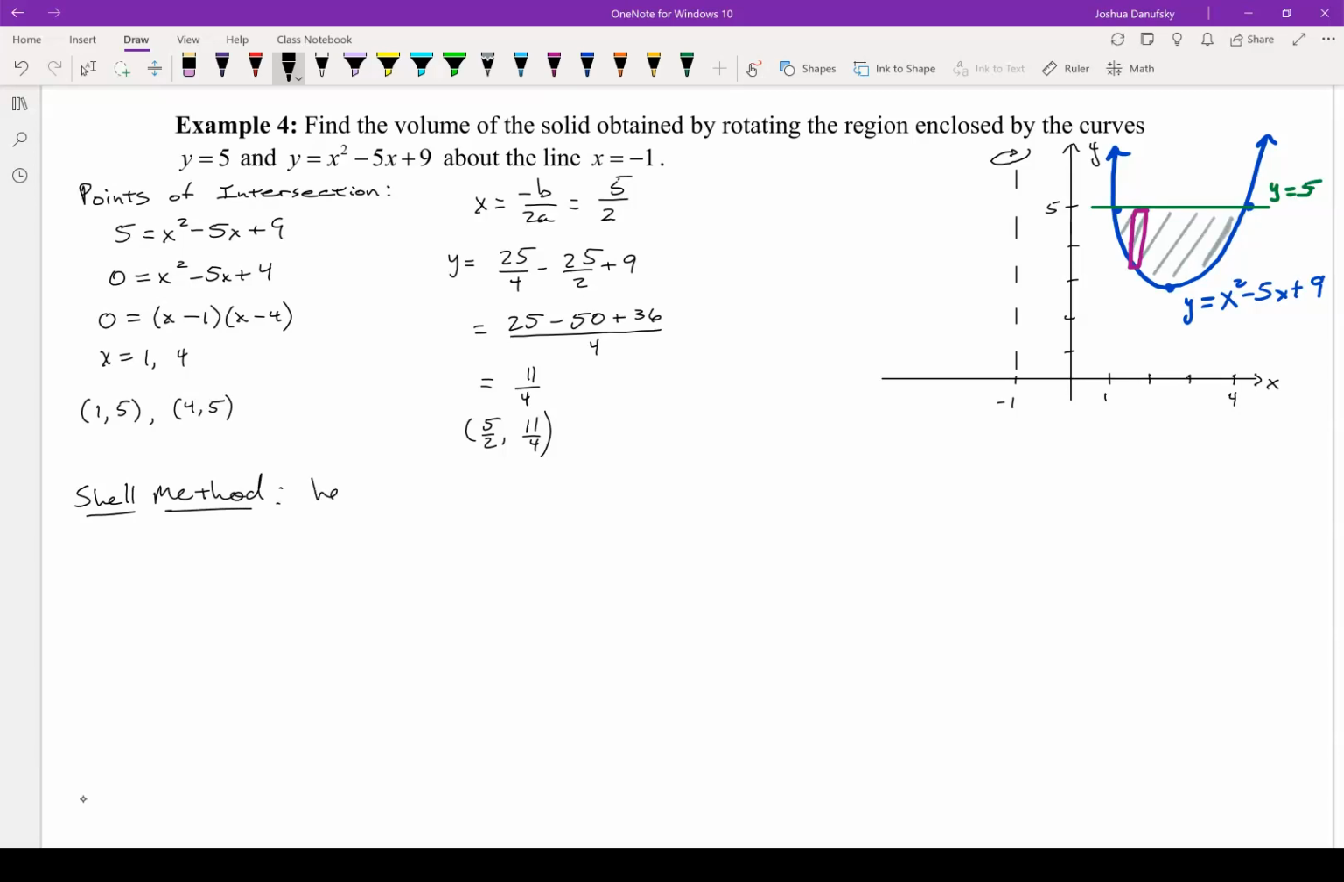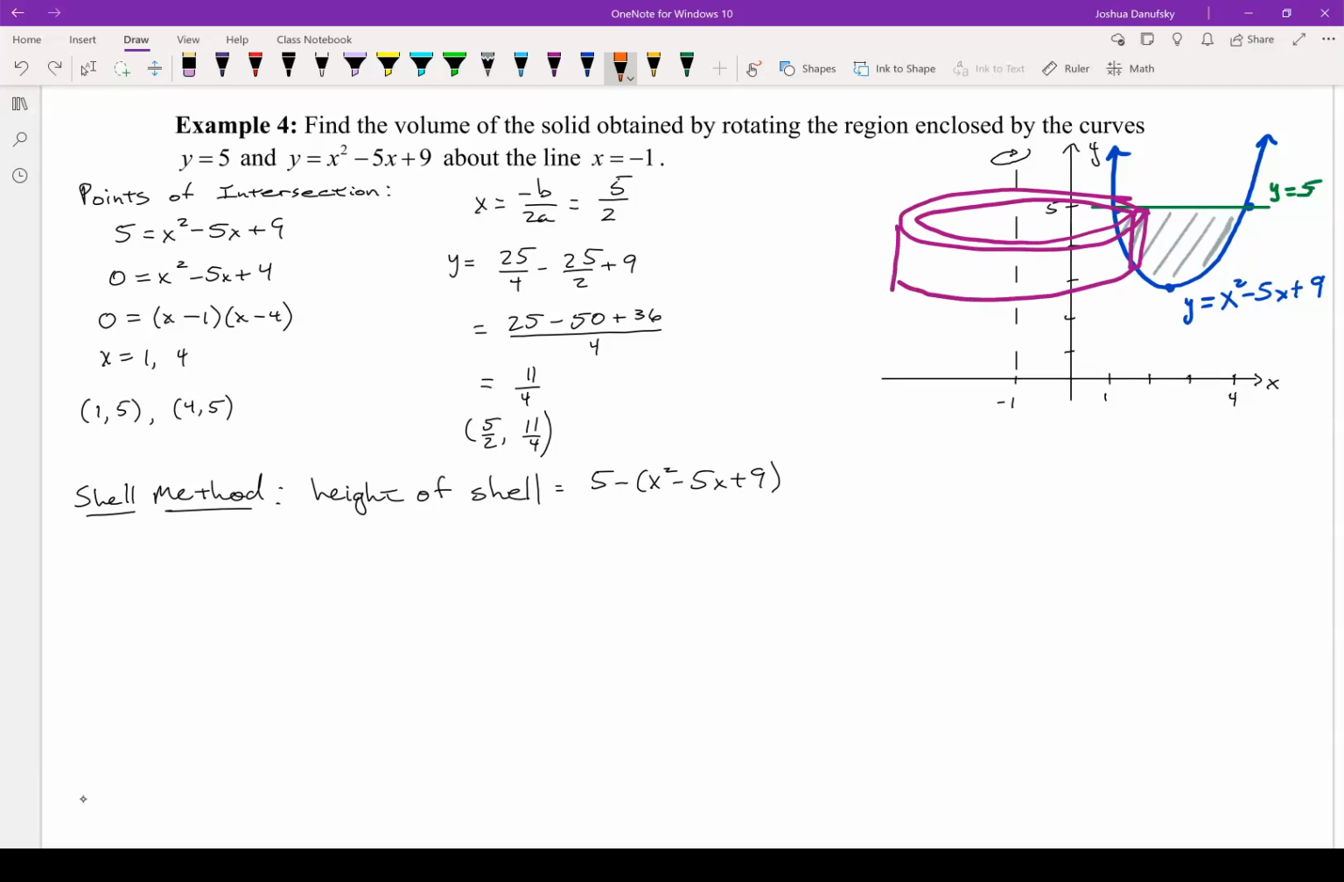We need the height of the shell, which is going to be 5 minus the function x squared minus 5x plus 9. This shell might look something like this. Now we're going to need the radius of the shell, which is going to look something like this. Well, the distance from the y-axis to the blue curve is going to be our x value, but then we have to add on this distance here, which is 1. So we have 1 plus x. That is the radius of our shell.